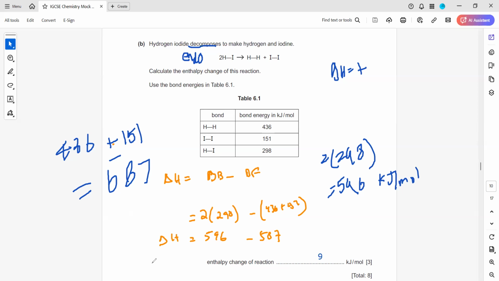Sir, is it necessary to write plus? Yes, mention plus. The reason is that it indicates whether the reaction is exothermic or endothermic, because the enthalpy change is a significance of the type of reaction. It can be exo or endo.